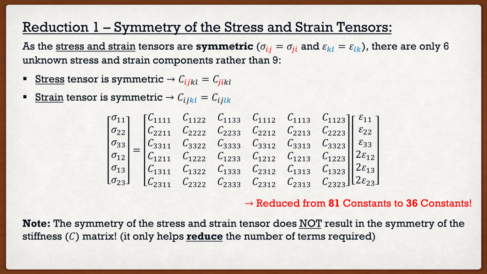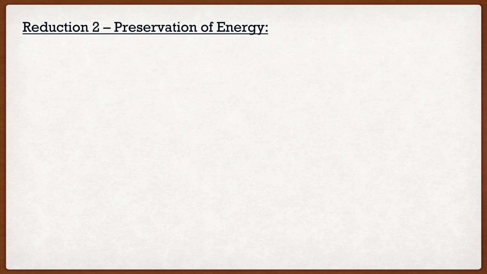Again, we're going to see that C is symmetric, but it is not because the stress and the strain are symmetric. The stress and the strain being symmetric is good because it helps us narrow down the constants, but it does not prove the symmetry of the stiffness matrix. So the question you guys might be asking is, all right, Clayton, how do we prove the symmetry of that stiffness matrix? Well, that actually comes from preservation of energy.